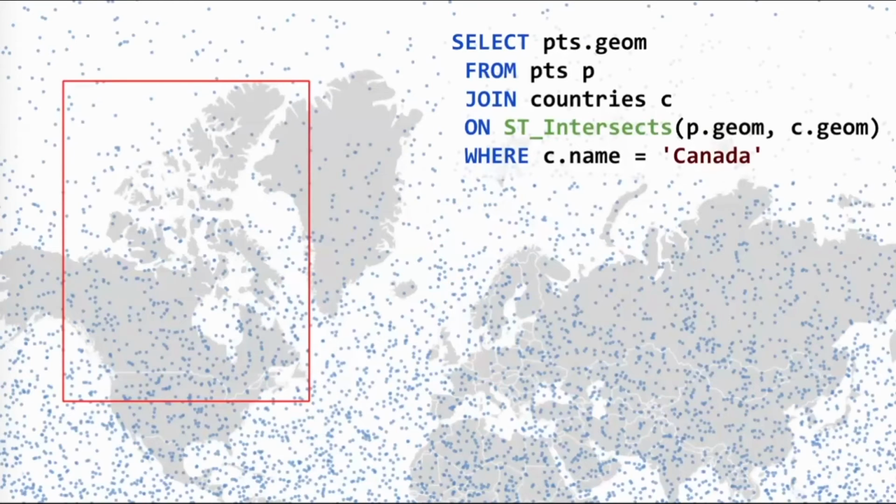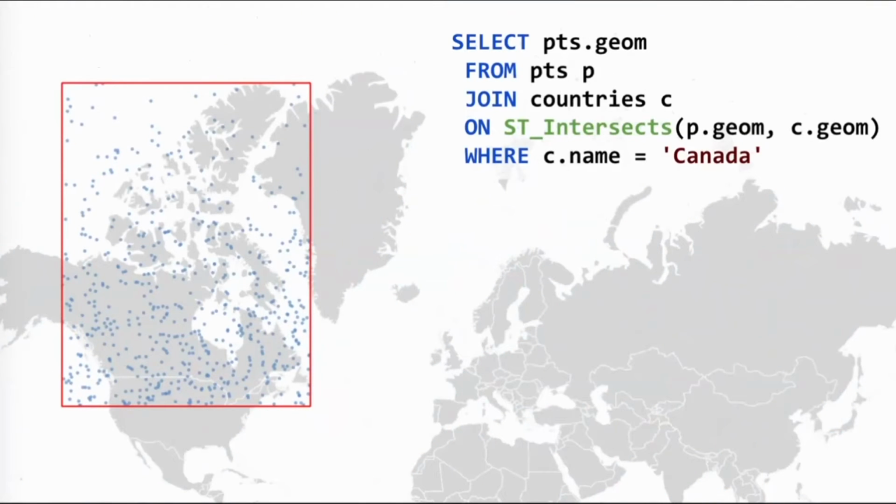So what are the downsides of these overdetermined bounding boxes? To get a feel, imagine that we wanted to find all the points that fell within Canada. So we wrote this simple spatial join. How does a database actually execute the query? So first, it takes the bounding box of the country, and here we'll just look at the Canada box. And using the spatial index on the points, it finds all the points that meet the intersects condition with the box. So right away, you can see the inefficiency.